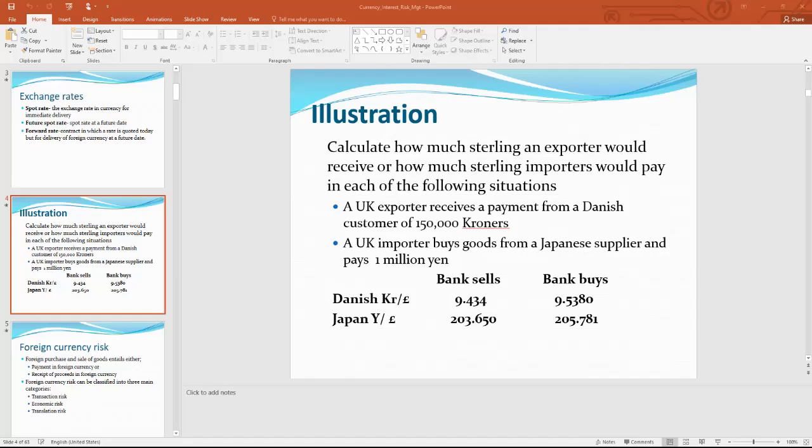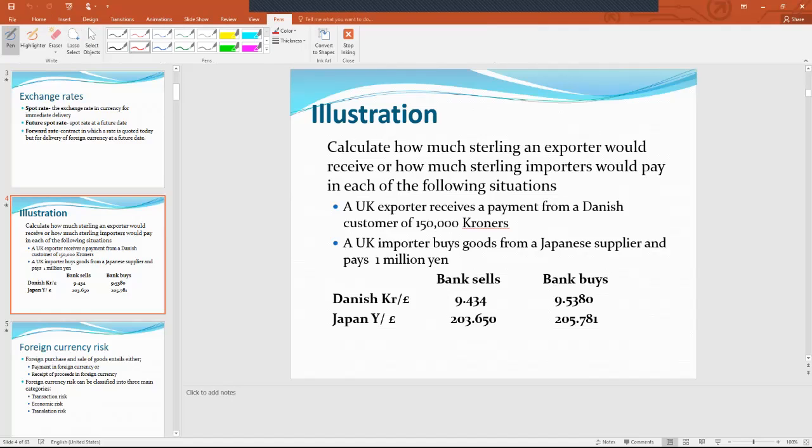Therefore, Nafisa, do you use the first quotation or the second quotation to convert? Second. We use the second quotation, therefore. You see, we divide. The amount you'll be receiving will be equal to 150,000 krona, divided by 9.583. We get how many pounds, therefore?